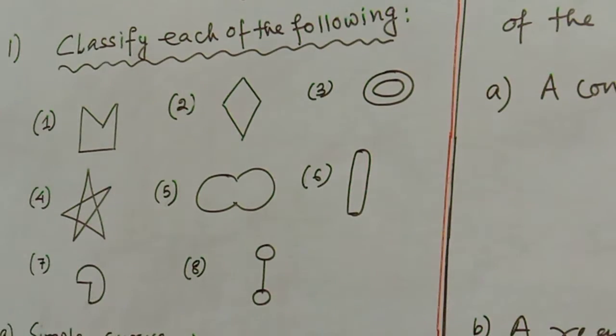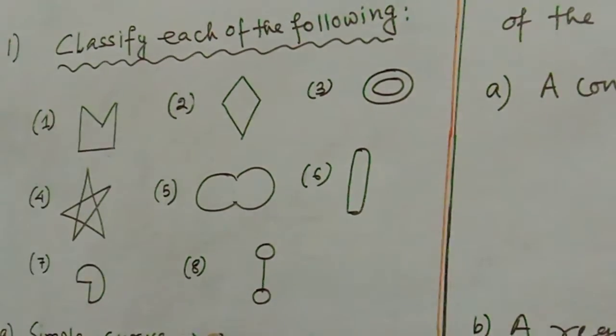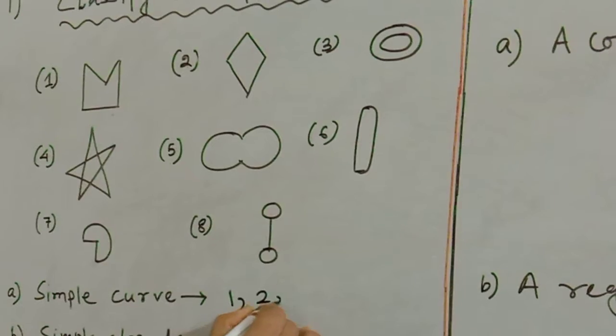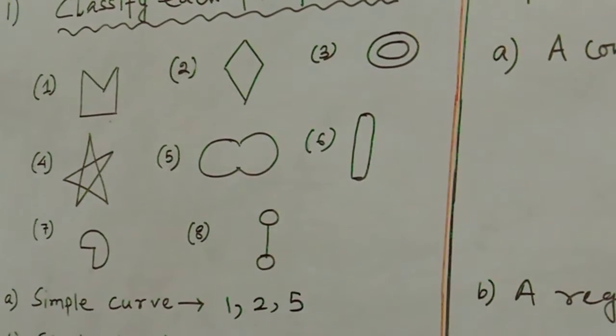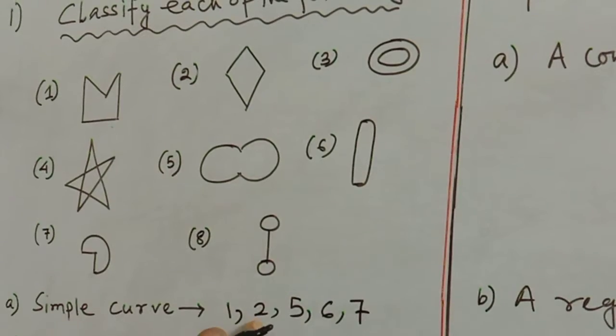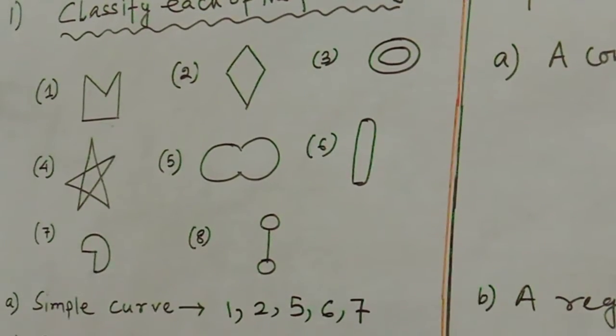There we have already discussed simple curves. So which ones can we say are simple curves? We can say 1, 2, 5, 6 and 7. See why they are simple curves. 1, 2, 5, 6 and 7.